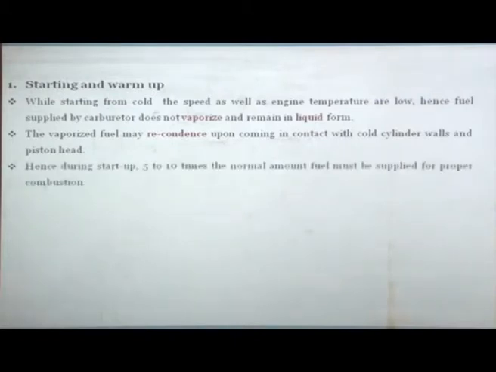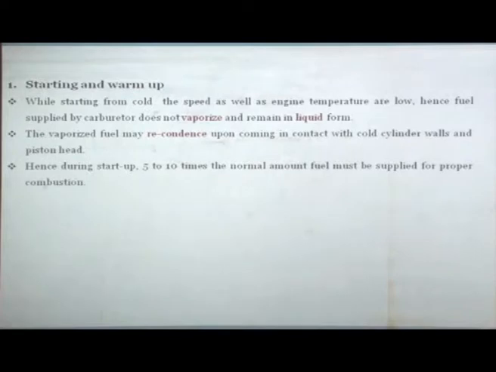Recondensation will take place when they come in contact with the cold cylinder. And during the startup, therefore, in order to avoid this and still be able to start the engine, during the startup 5 to 10 times the normal amount of fuel must be supplied for proper combustion, for the engine to start. 5 to 10 times. A lot of fuel is required, and obviously not all this fuel really burns.